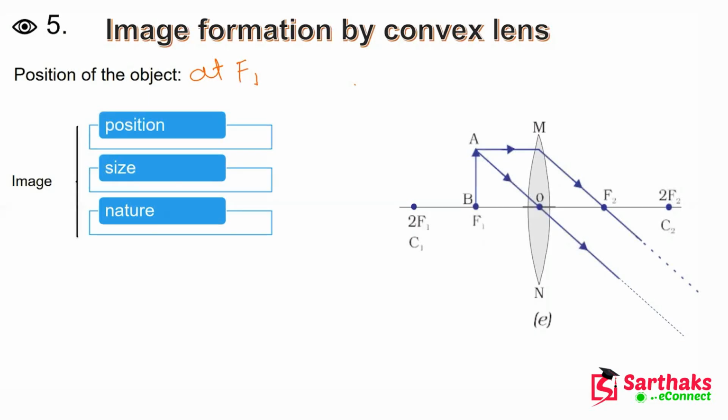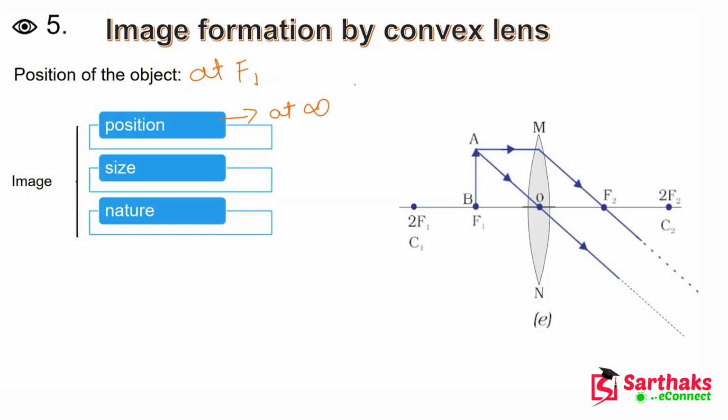This is a ray coming parallel to the principal axis. After refraction it passes through F2. This is another ray passing through the optical center, and it will follow its path without deviation. So now these rays will meet at infinity. They will actually meet. So that's why in this case, the position of the image is at infinity.